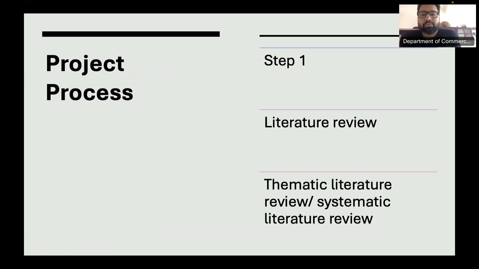Then the project process. The first one is the literature review. We can have different literature review formats. Some people write an independent literature review. Some people write a thematic literature review. Some people write a methodological review. Some people write a theoretical review. Some people write a procedural review. But in social science, especially, they follow the thematic review or the systematic review of literature.